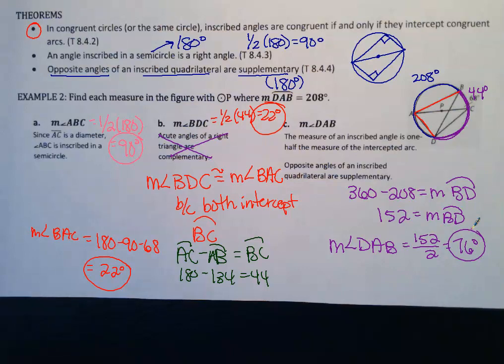Nice. All right, well then you guys can start on your homework, page 372, 1 through 29, odds only.